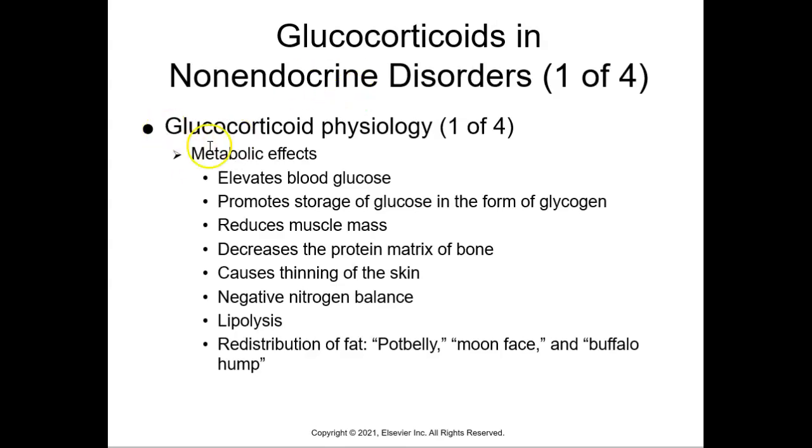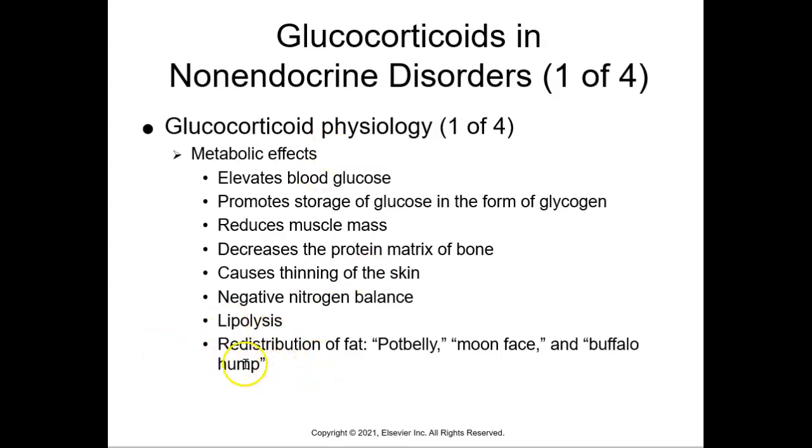Here it talks a little bit about these metabolic effects. It is needed for the synthesis of carbohydrates, and it elevates our blood glucose. It promotes storage of glucose in the form of glycogen, which is really important, right? We have to be able to store our glucose to have as a reserve, and cortisol is needed for that process. The other thing it does is affect our fat metabolism, which is the stimulation of lipolysis, which is fat breakdown, right? And then also redistribution of fat.